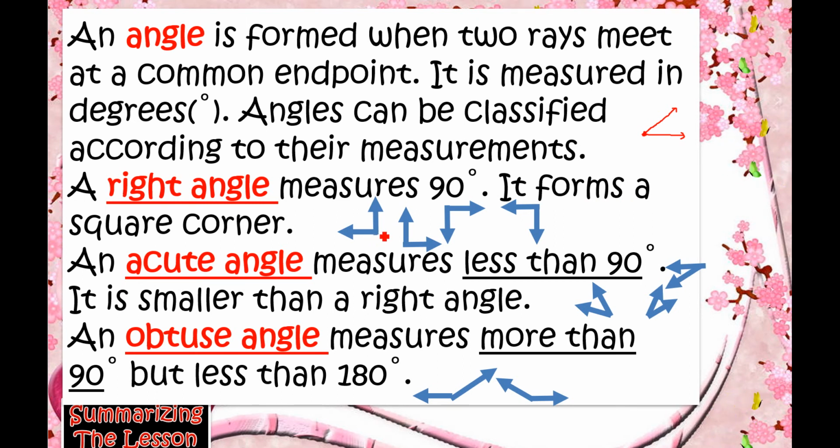The next one is an acute angle. It measures less than 90 degrees. It is smaller than a right angle. Most of the acute angles look like this.